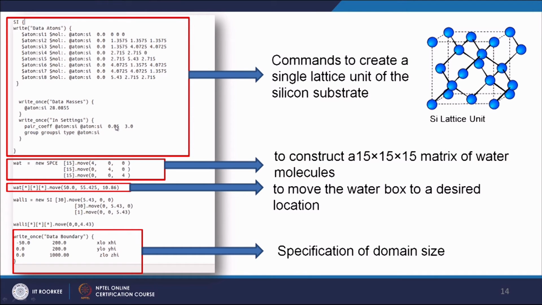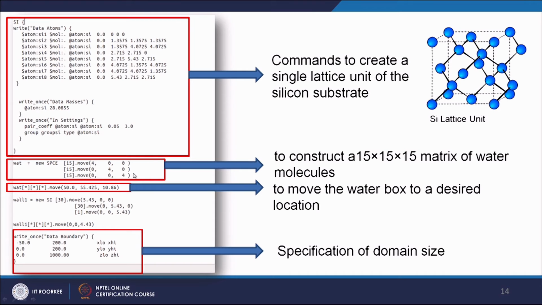Then we have created a box of 15 water molecules, 15 cross 15 cross 15 in each direction in this fashion. So, 15, and then we have given the initial position as 4, 0, 0 in the x direction, and in the y direction also 15 molecules, so 0, 4, 4, and in the z direction 0, 0, 4. So, it is a 15 cross 15 cross 15 box.